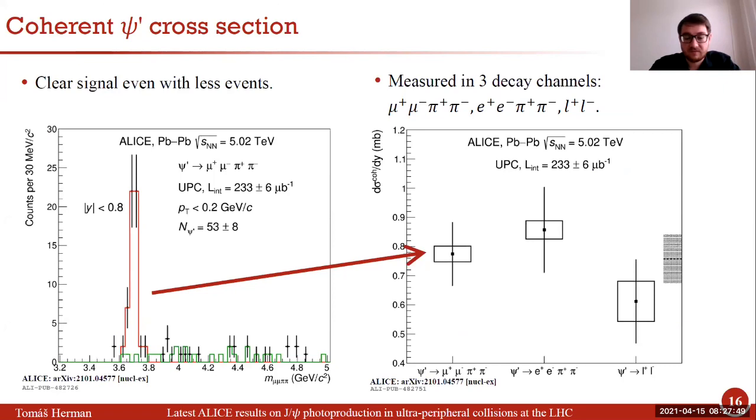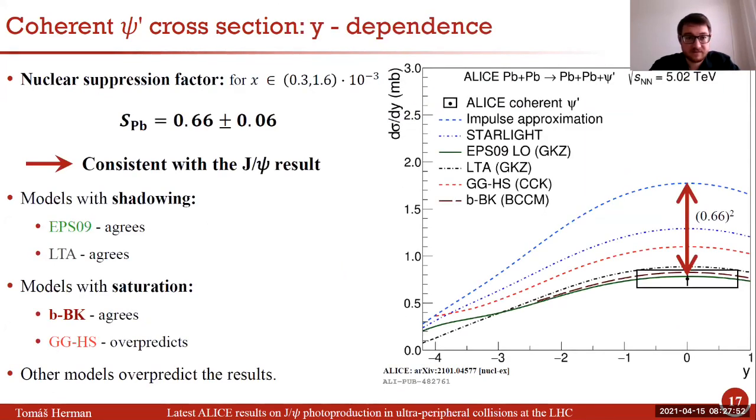So if we have a look at the rapidity dependence, we can do a similar exercise as we did with J-psi and look at the nuclear suppression factor, and it turns out to be 0.66 ± 0.06. So the result is consistent with the result from J-psi.